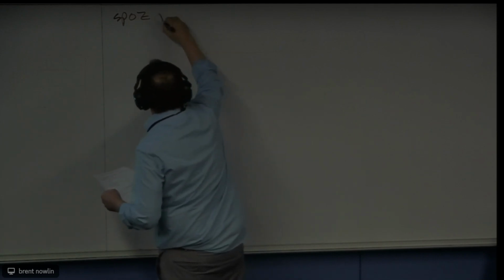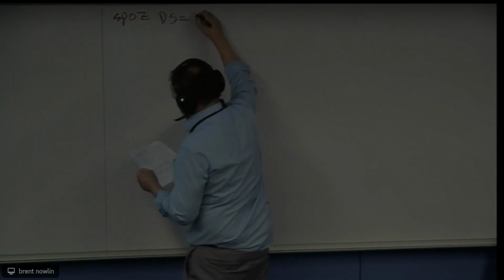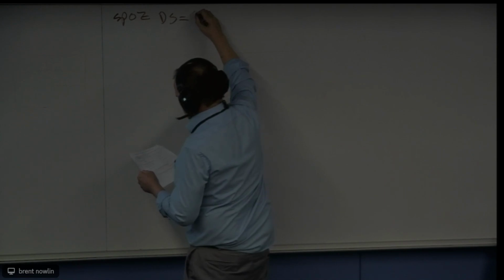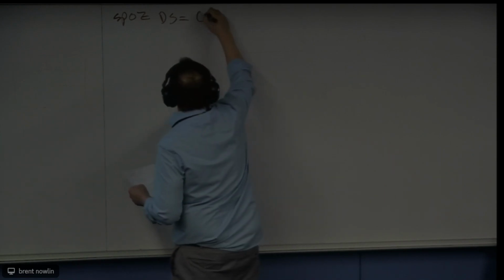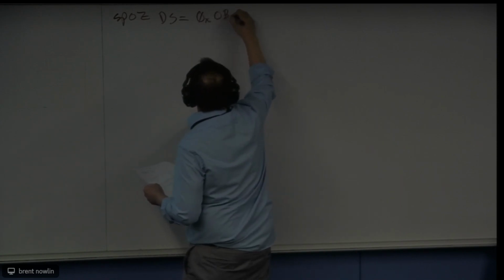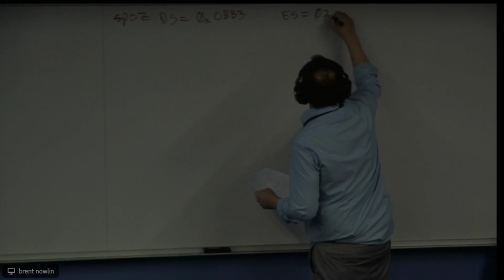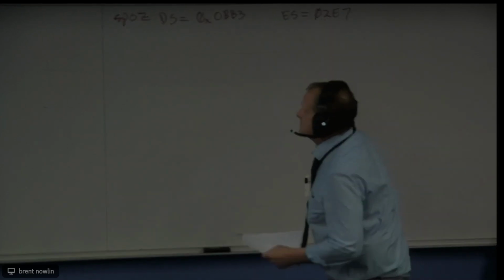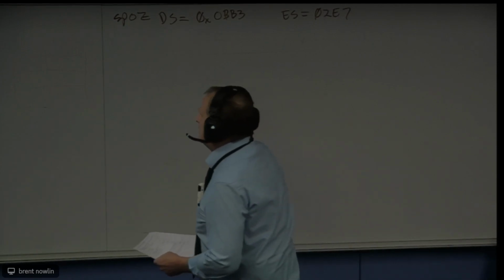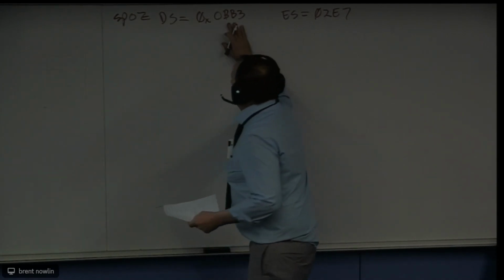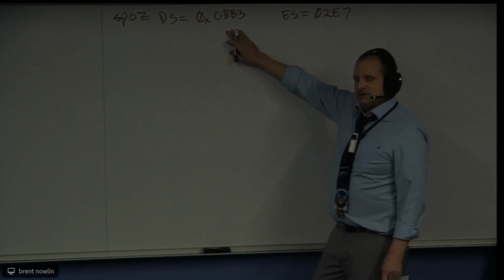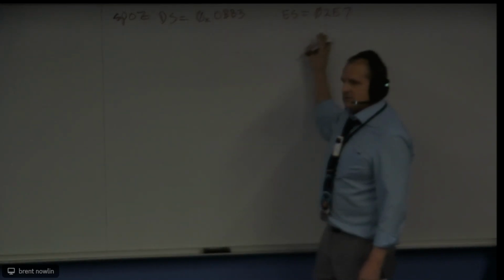Okay. So suppose the data segment register contains 0x0BB3. The extra segment register contains 02E7. What segment descriptor do these segment registers point to?